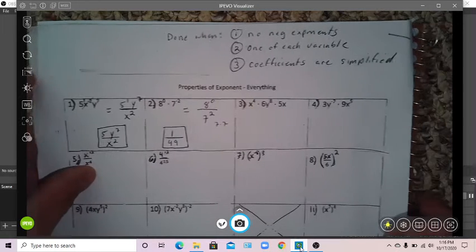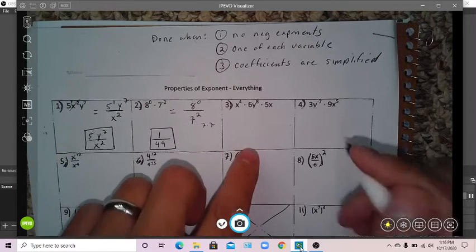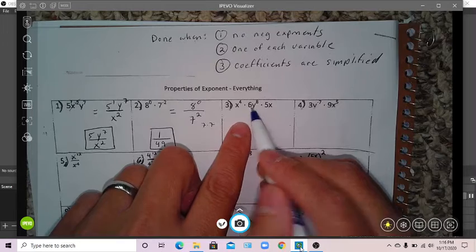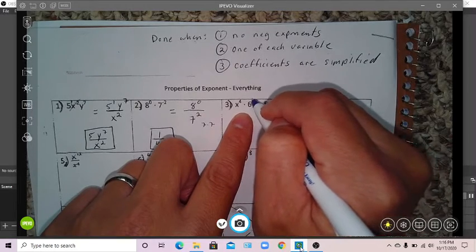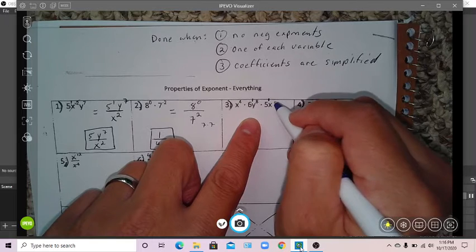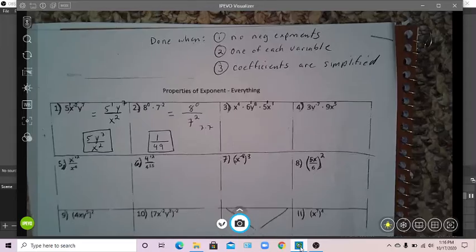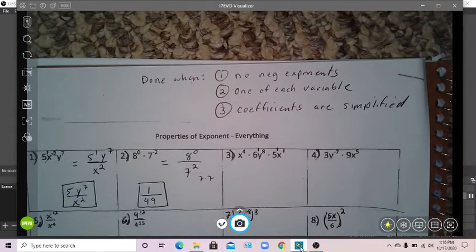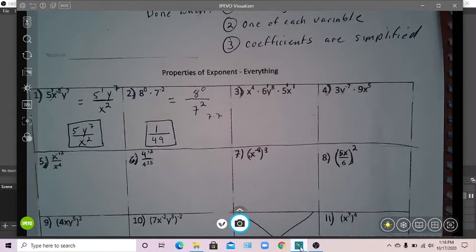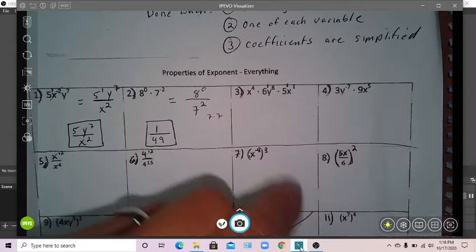Number 3. Let's write in exponents for anything that doesn't have an exponent on it. This 6 does not have an exponent on it, so I'm going to write a 6 to the 1. This 5 doesn't have an exponent, so I'm going to write 5 to the 1. Neither does this x, it has a 1 exponent on it. So the 6, the 5, and the x all have a 1 exponent.